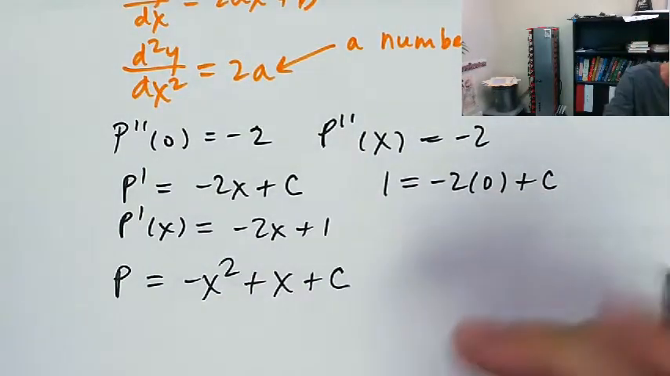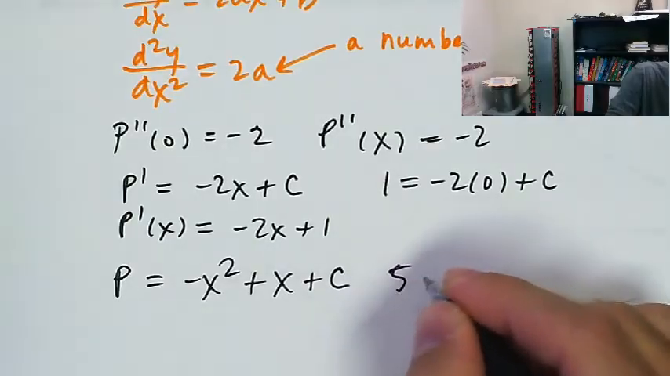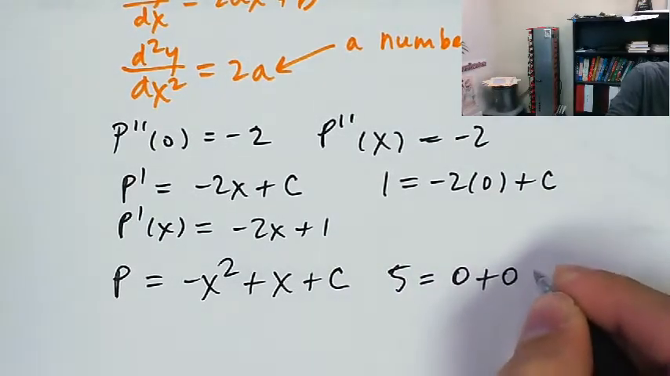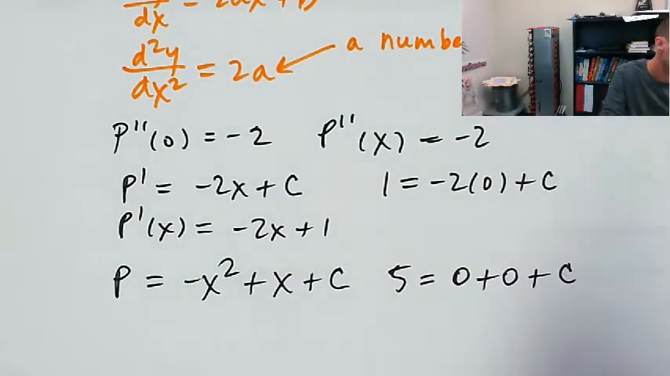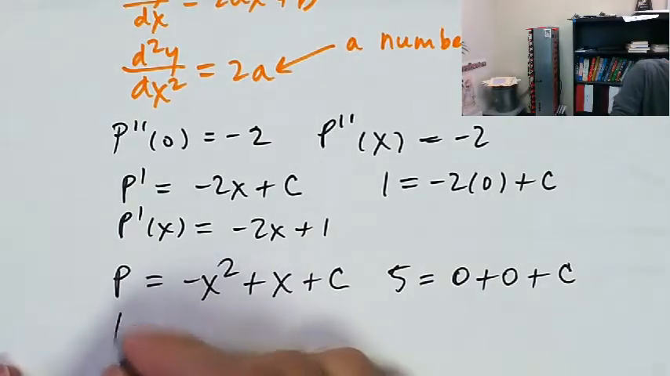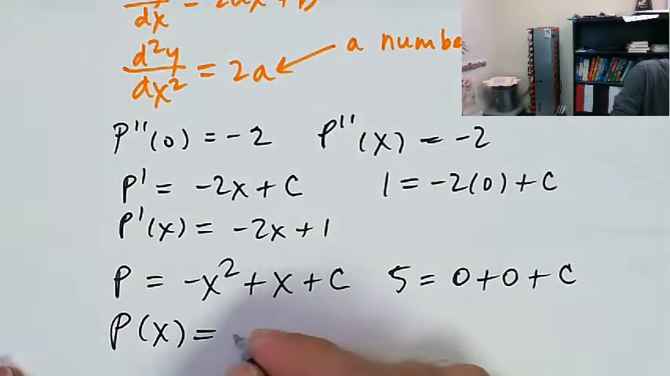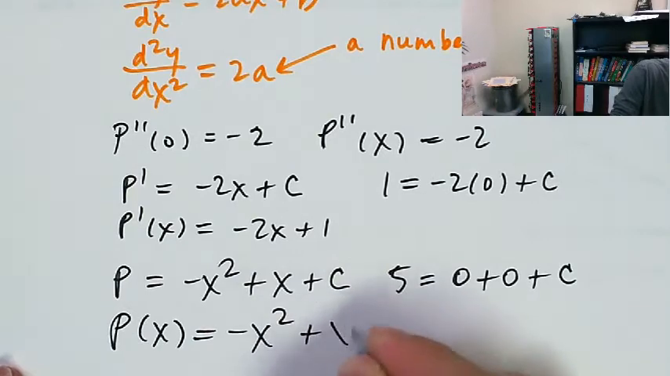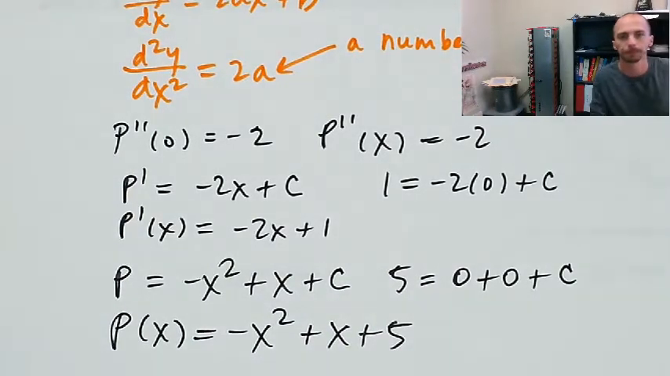And then they told me that p of 0 is equal to 5. So 5 equals 0 plus c. I think that means that c needs to equal 5. And I'll say that p of x is negative x squared plus x plus 5.